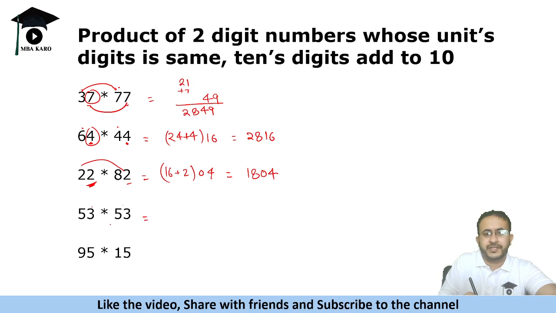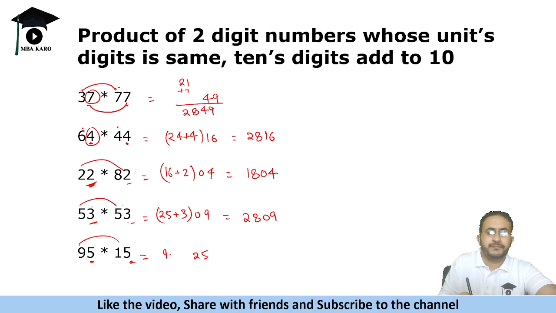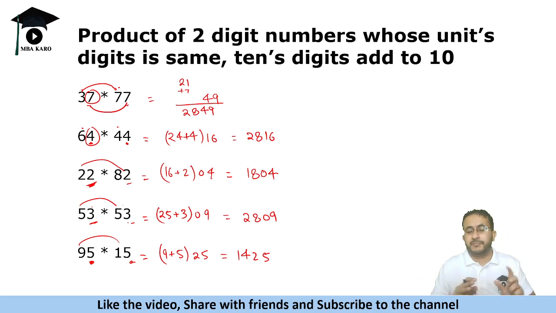So 53 into 53, 3 into 3 is 9. So we'll take 09. And then we have 5 into 5, 25. Then we will add 3 to it because 3 is the units digit. So we get 2809. 95 into 15, 5 into 5 is 25. Then we have 9 into 1 is 9 plus the repeated digit which is 5. So we get 1425. With this, you can multiply the numbers where the units digit is same and the tens digits add to 10. So this is also an interesting case of multiplication.